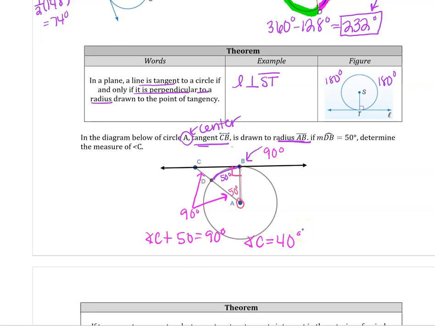Like I said, though, you could have done 50 plus 90 plus angle C equals 180. You'll see that I end up in the same exact spot that I did in my last solution. If I subtract the 90, that's 50 plus angle C equals 90, right? And then we're at the same exact place. So it really doesn't matter however you want to go about doing that. Okay?